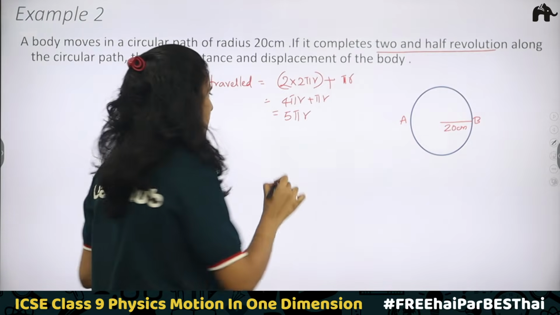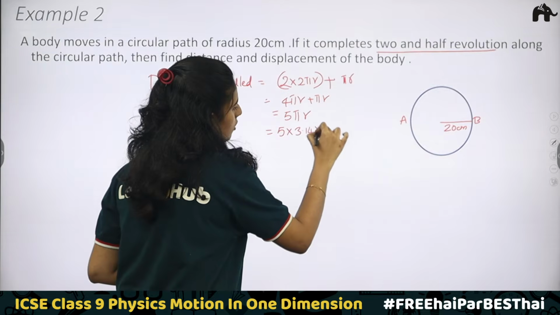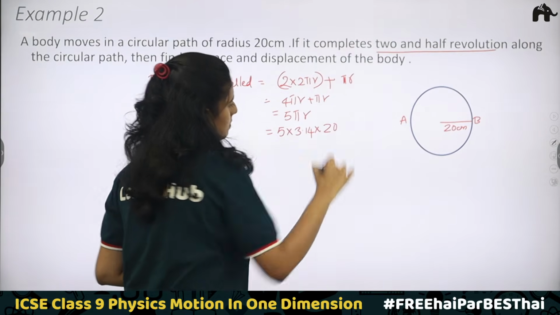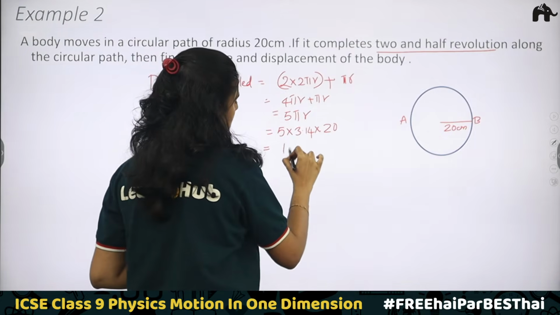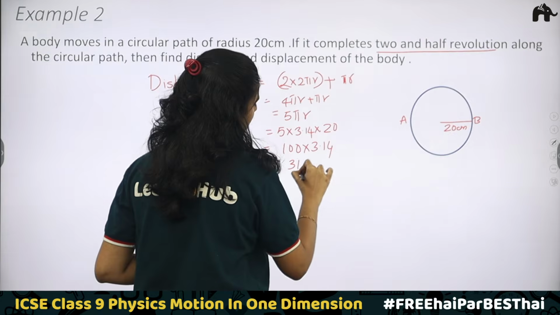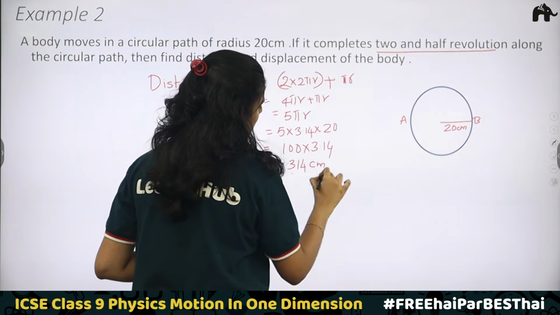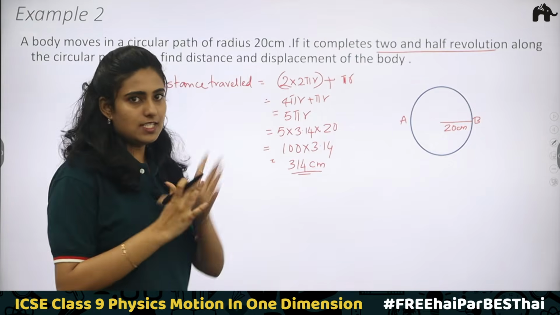What is the value of pi? 5 into pi is 3.14 and radius is given 20 centimeter. That is equal to 5 into 20 is 100 into 3.14, which is 314 centimeters. So the total distance travelled is 314 centimeter.